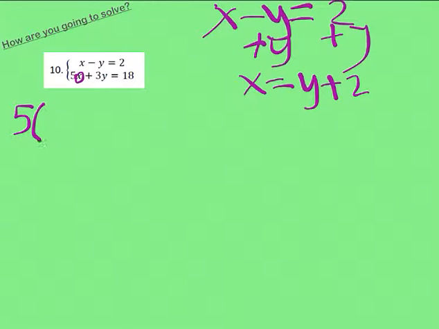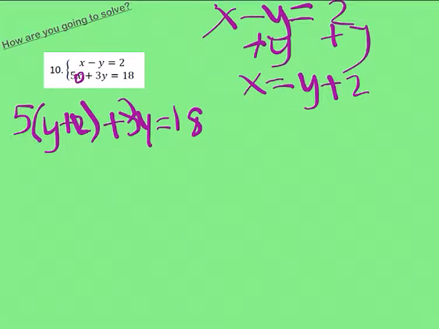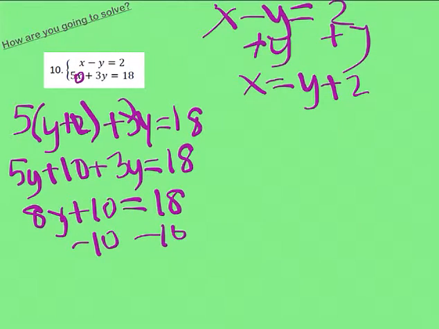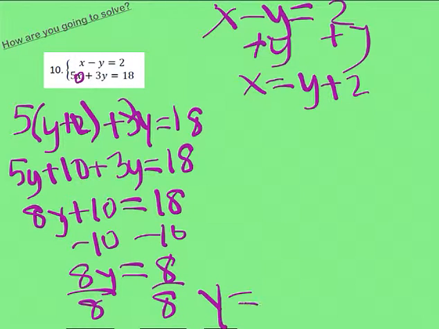Then we're going to have 5 times (y plus 2) plus 3y is equal to 18. So 5y plus 10 plus 3y is equal to 18. So 5y plus 3y is going to give us 8y plus 10 is equal to 18. Then I need to subtract 10 from both sides, and I get 8y is equal to 8. Divide both sides by 8, and I get that y is equal to 1.